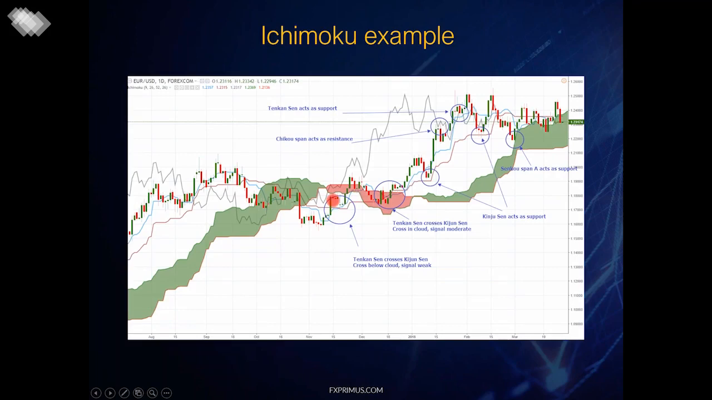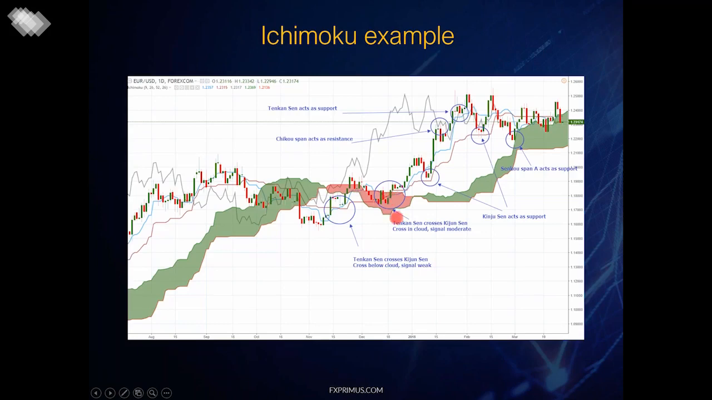Over here, we'll see the Tenkan Sen crossing the Kijun Sen, okay? Now the cross over here is below the cloud. Now, when there is a crossover of the two Sens and the crossover is below the cloud and the market is moving up, then this is a signal, a weak signal. Okay, it's not a very strong signal.